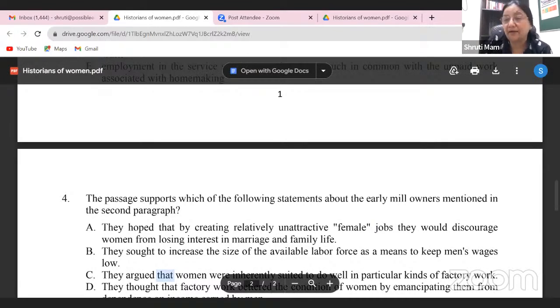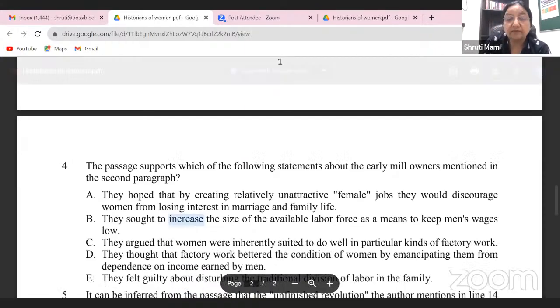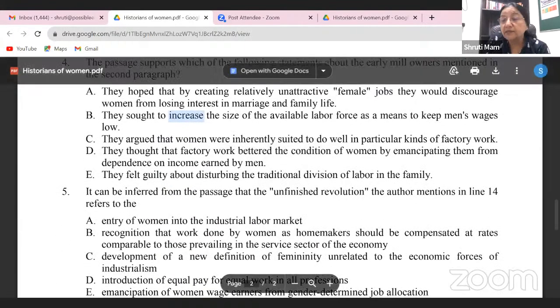Mentioned in the second paragraph. So my second paragraph becomes an absolutely important part, because I have to discern from the second paragraph. I have to interpret the second paragraph. Okay. Then another question of an inference starts here. So the question is again an inference question.